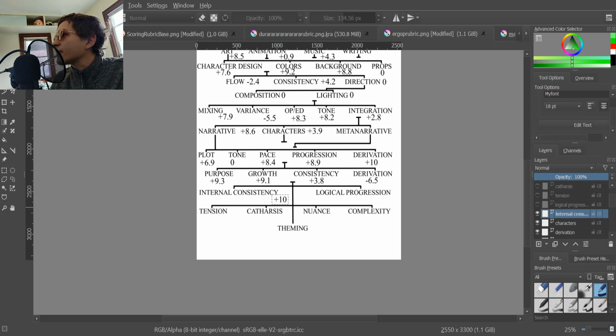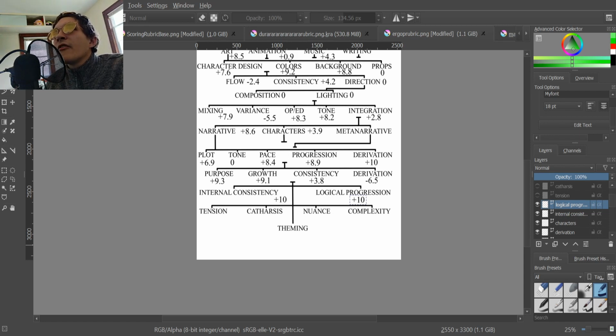The internal consistency of Spice and Wolf is a 10 out of 10. It is perfect. I love it. I love everything about it. The logical progression, it makes sense. Obviously Lawrence is a traveling salesman, and so the logical progression of how they go about getting from place to place and the things that happen in those places, these all make sense.